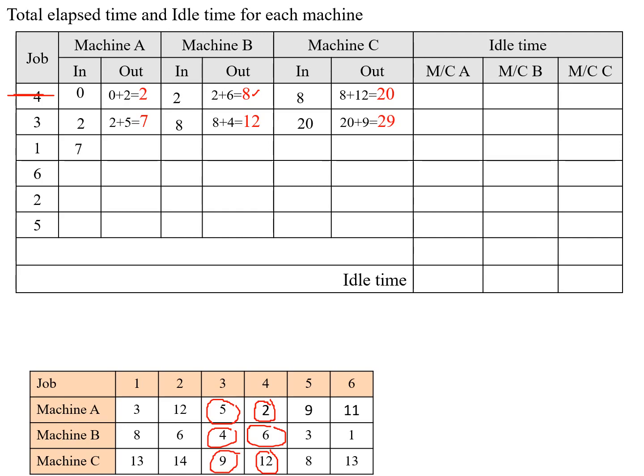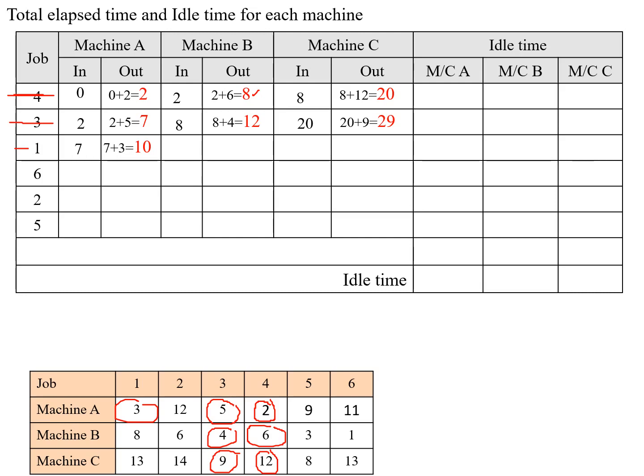So next we have to move to the job 1 for the machine A. So in time is 7. Why is it the 7? Up to the 7 hours, machine A is engaged with the job 3. After the 7 hours only, machine A will receive the job 1. So in time for the job on the machine A is 7 hours. Out time is 7 plus 3. So that is the 10 hours.